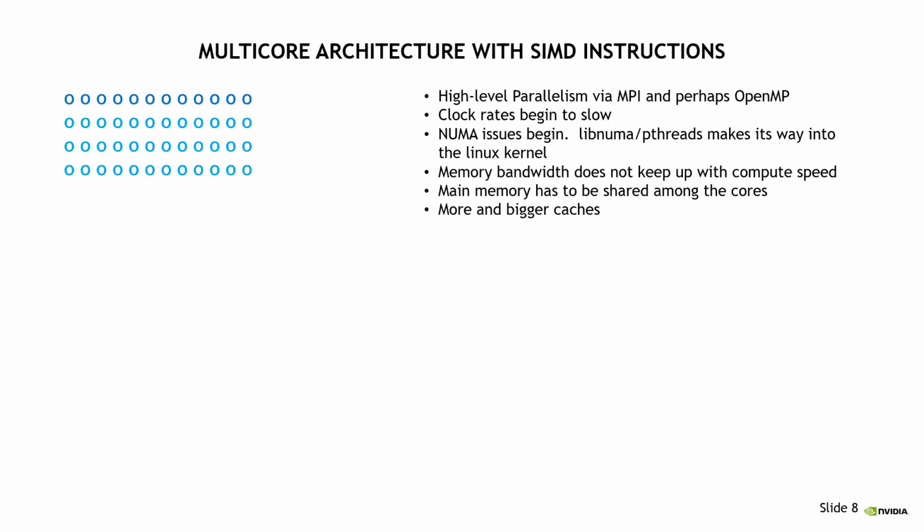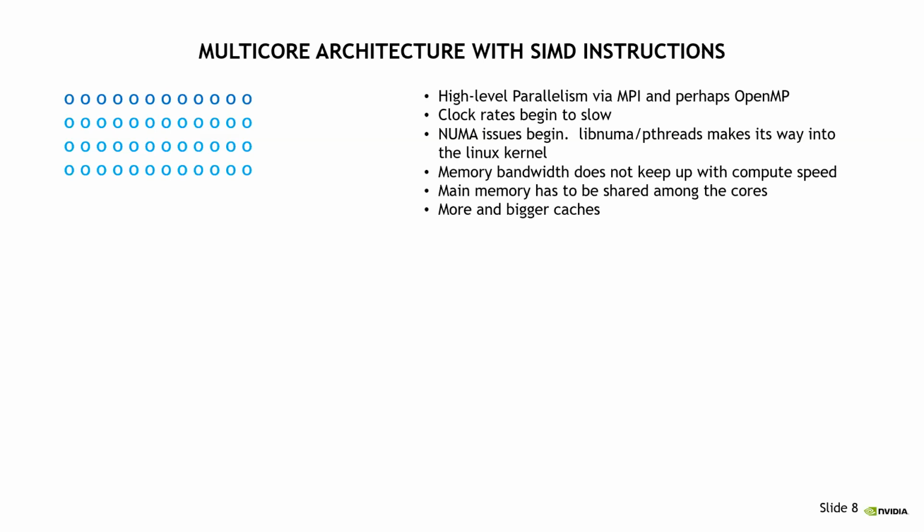So then later, around the times of Opteron, AMD64, and the follow-ons to that, they started to add multi-core architectures. Some people say this was sort of the beginning of the end of Moore's law. So the clocks were no longer getting faster, but we added more cores onto the CPUs. Higher level parallelism was still usually via MPI, and then there started to become some hybrid codes that used MPI plus OpenMP to split the work across multiple cores on the socket, for instance.